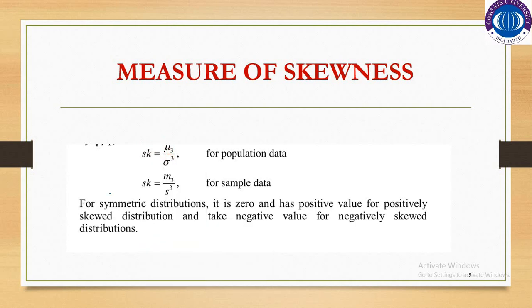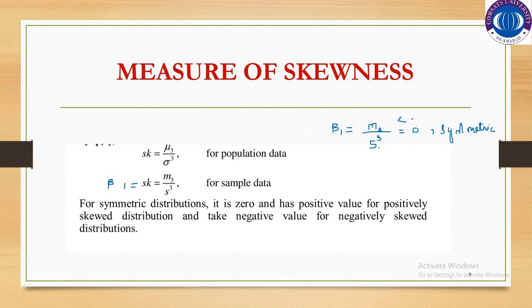which we usually name beta 1, and this is equal to M3 over S raised to the power 3. This S is basically the standard deviation. So beta 1 will be equal to M3, which is the third moment. Now we are using the moments to find the measure of skewness: M3 over S raised to the power 3. Now if your beta 1 is equal to 0, it means that the data is symmetric.